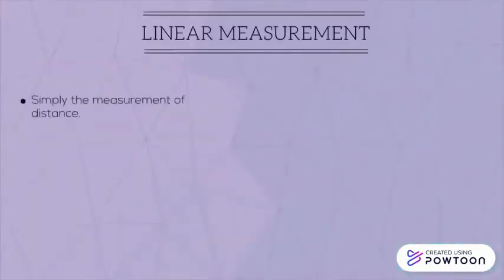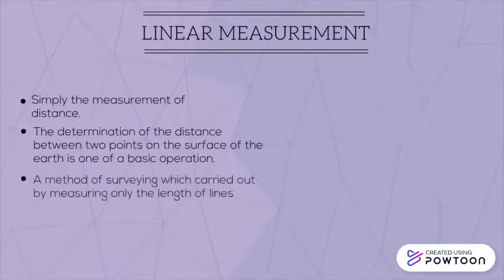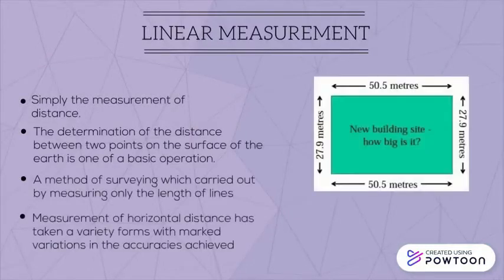Linear measurement is simply the measurement of distance. It's the distance between 2 points on the surface of the earth. It's one of the basic operations of surveying, carried out by measuring only the length of lines. Measurement of horizontal distance has taken a variety of forms with marked variation in the accuracies achieved.